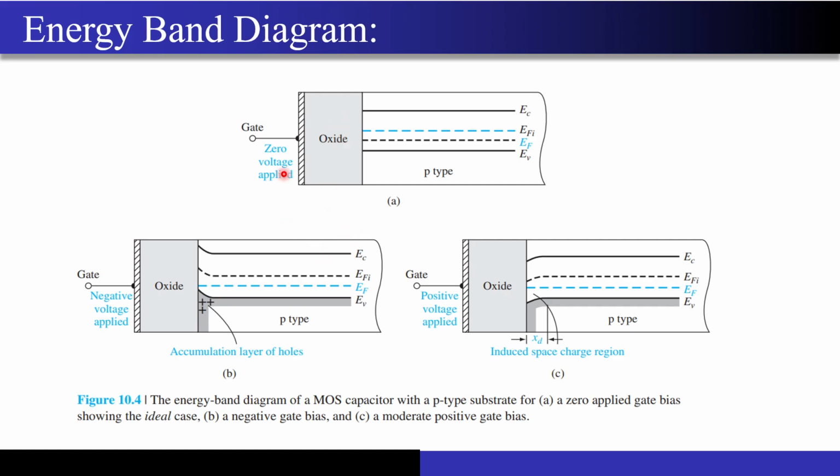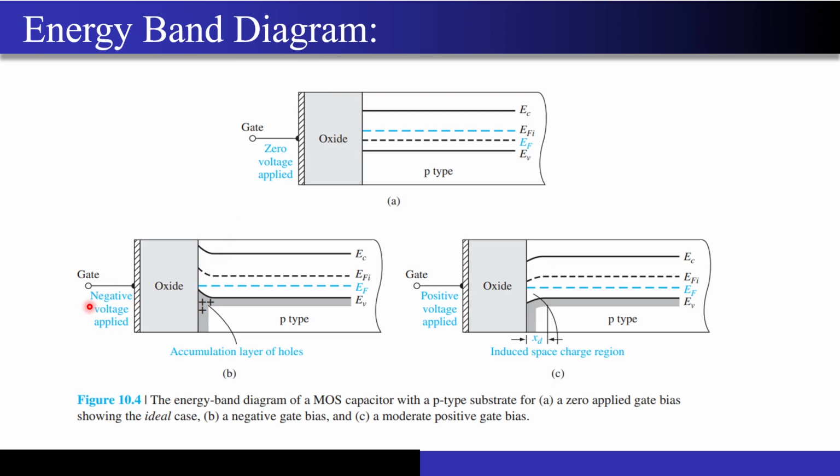We want to understand this, because this energy band diagram is very crucial for our understanding. Whatever we calculate, many of the expressions that we derive come from the energy band diagram, right? So first of all, we have to see what is actually happening to the energy band diagram when I apply some positive or negative voltage at the metal.